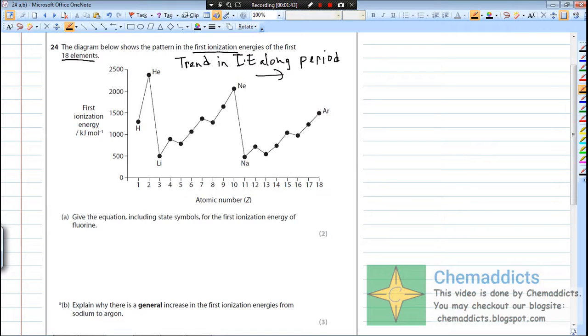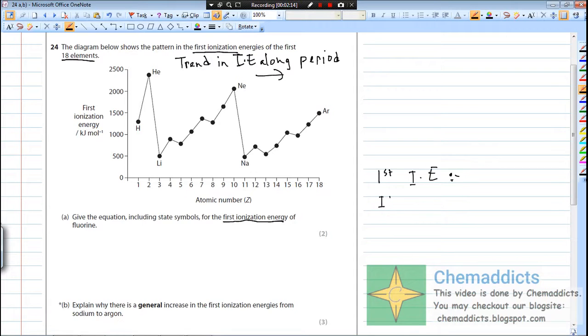Now let us solve the first question. Given the equation including state symbols for the first ionization energy of fluorine, we need to write the equation for the first ionization energy of fluorine. Let us first recall what is meant by first ionization energy.